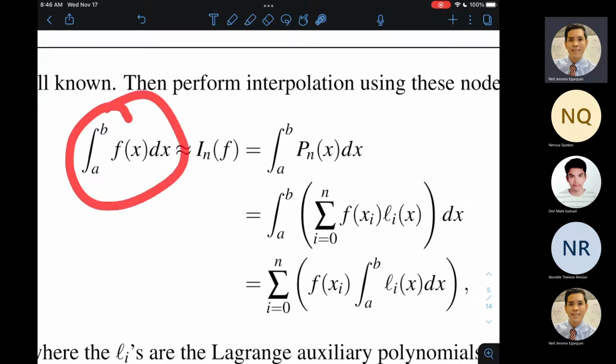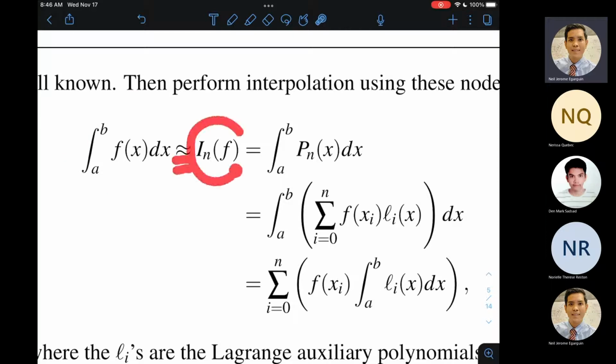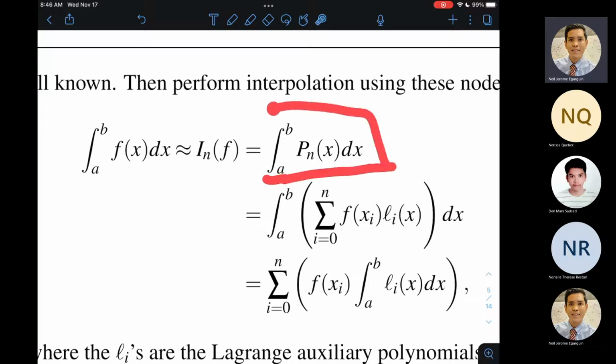So meron tayong integral na gustong i-approximate. I-approximate ko siya using a quadrature rule of possibly degree n. So, ibig sabihin lang, yung integrand, papalitan natin ng degree n interpolating polynomial. So, this will be just the integral from a to b of p sub n of x, where p sub n is the interpolating polynomial of degree no greater than n. Ito yung nakita natin from chapter 1.